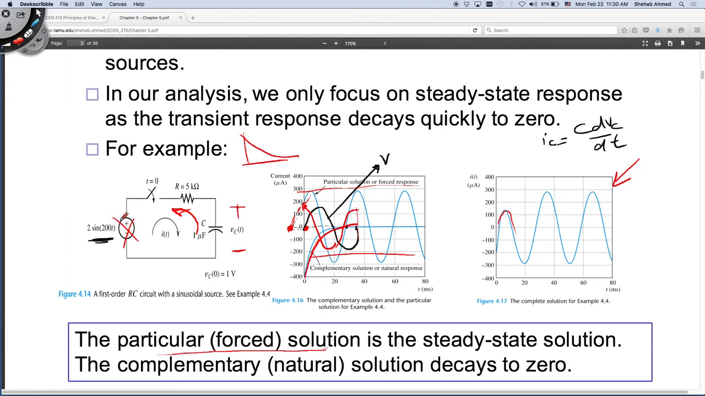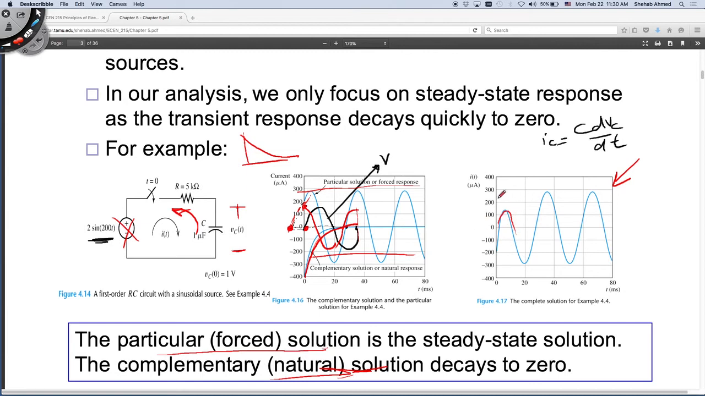The source is forcing the circuit to behave in a certain way. The circuit also has a natural response. The natural response of the circuit is due to the fact that these components, capacitor and inductor, may have some initial charge or voltage across them. So there's a natural response due to these components being charged, and a forced response due to the fact that you have an external source. It's forcing its response.